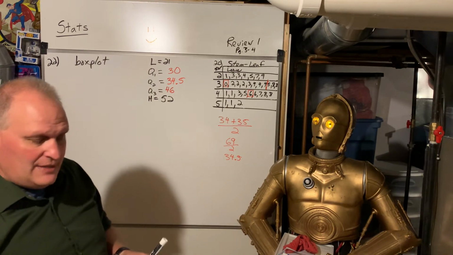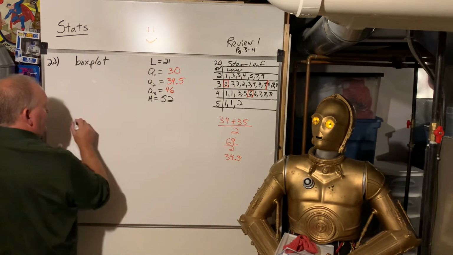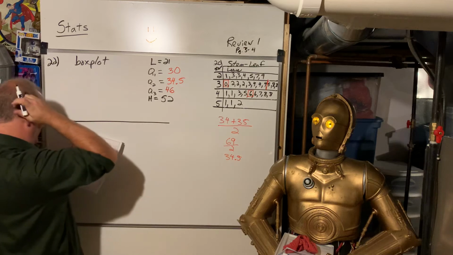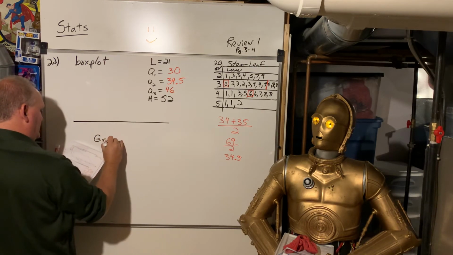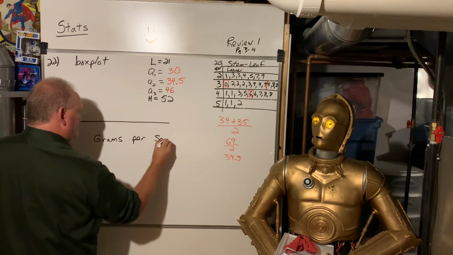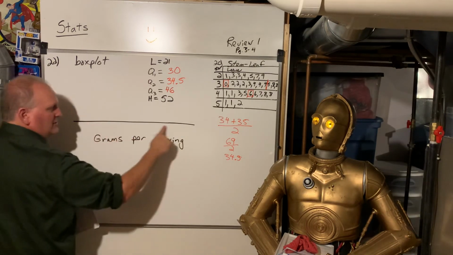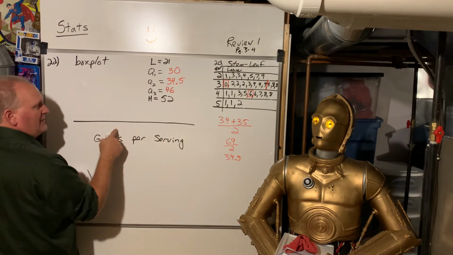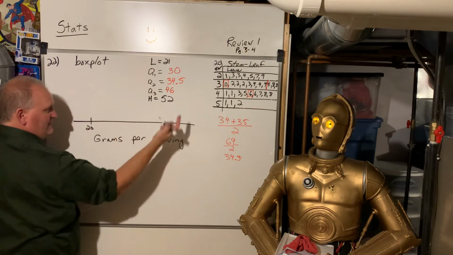All right, so now we do a box plot graph. And again, if you wanted to, we usually don't use these. I won't take off if you don't label it. I labeled it grams per serving. The big thing though is getting the numbers. This has to be uniform numbers down here. So look, it's 20 to 55 we'll go to.